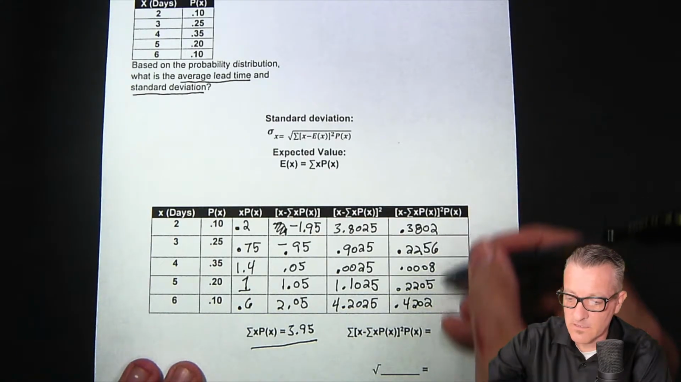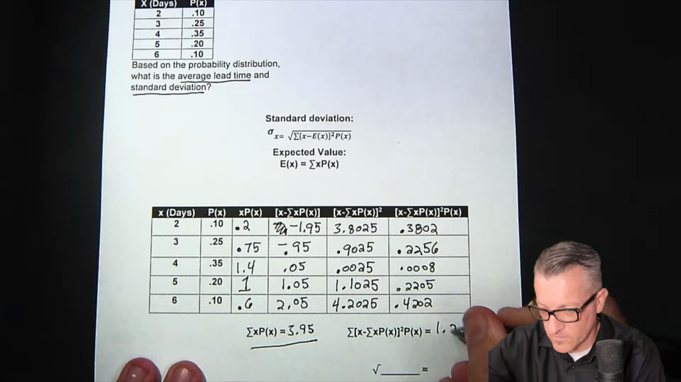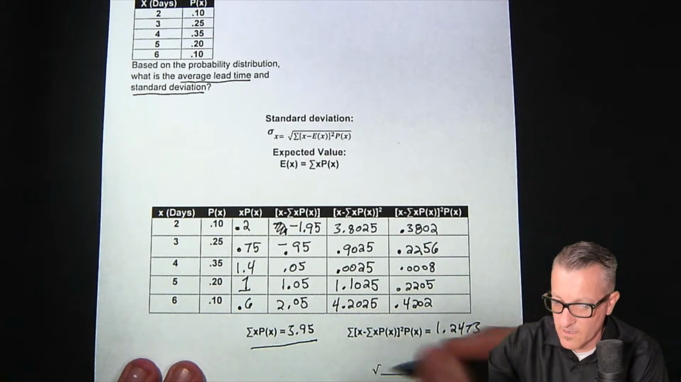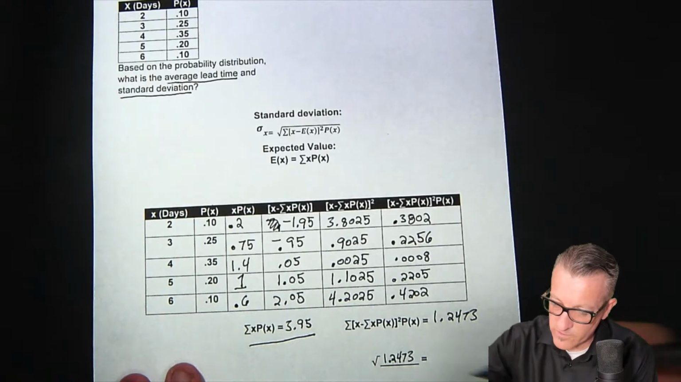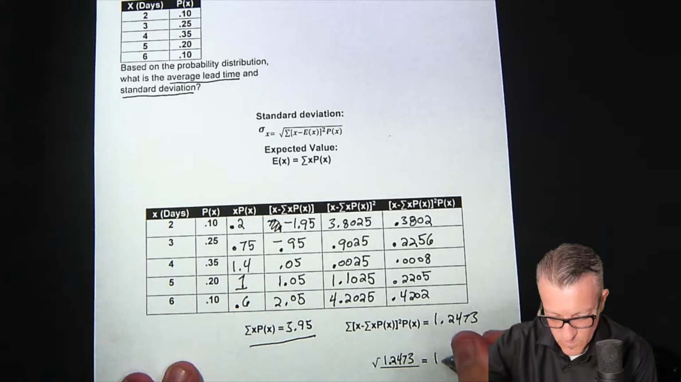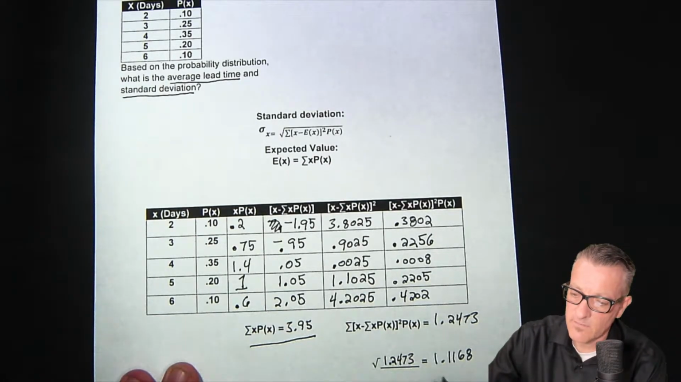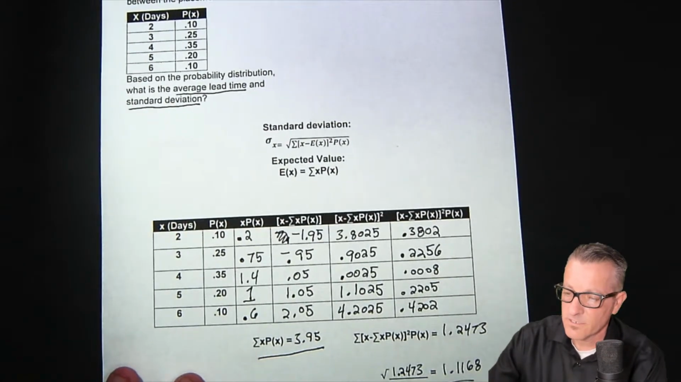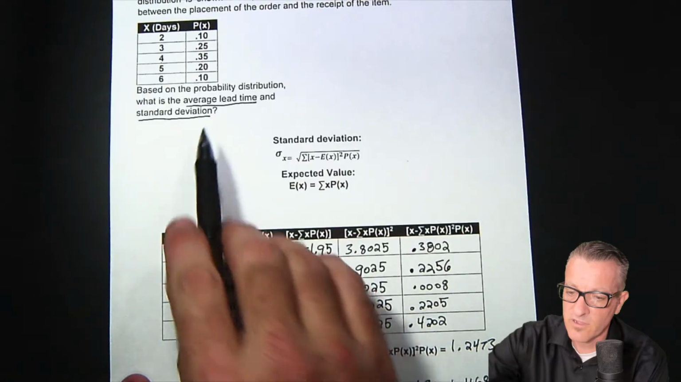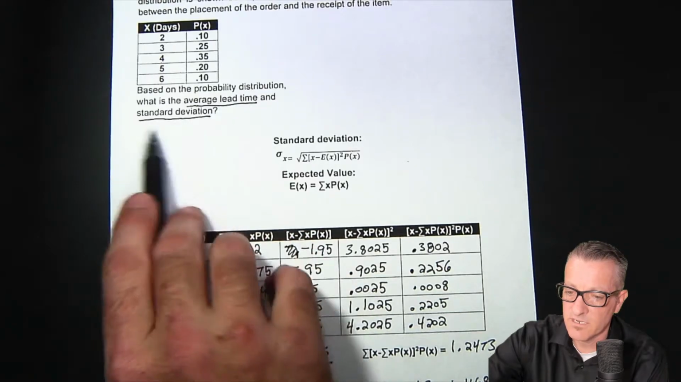So when we add these all up, we end up with 1.2473, and then we get the root of that. 1.2473, and our square root ends up being 1.1168, and that ends up being our standard deviation. So our answer to the question, based on the probability distribution, what is the average lead time and standard deviation?